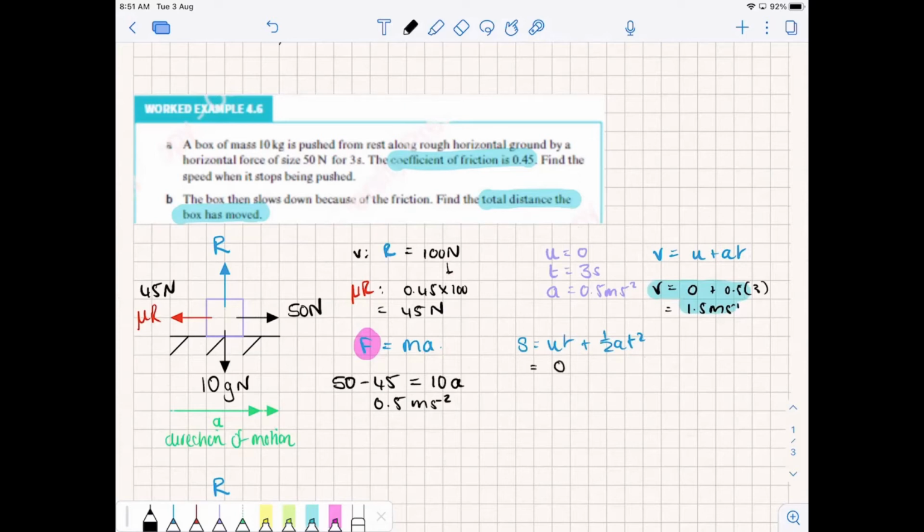That's going to be 0 because the initial velocity was 0. And so the only thing we have is this half times the acceleration of 0.5 and times the time, which was 3 seconds squared. On my calculator, we have 9 times 0.5 times 0.5, which is 9/4, which is 2.25. So we have 2.25 meters. That is for displacement 1. So that's how far the box moved while I was actually applying this force of 50 newtons.